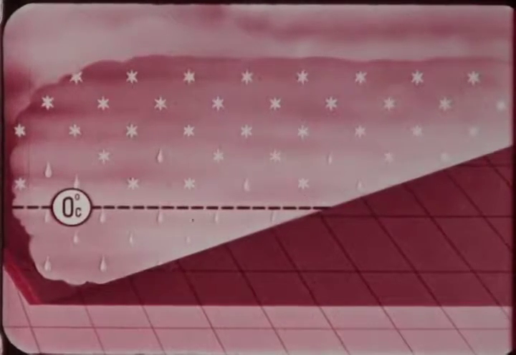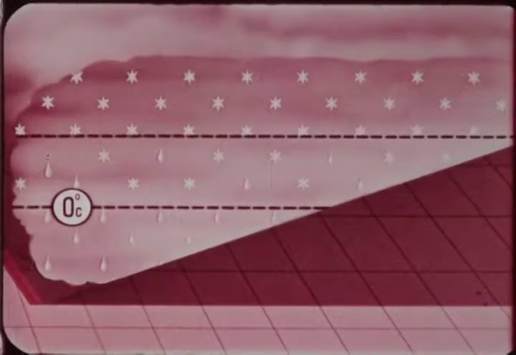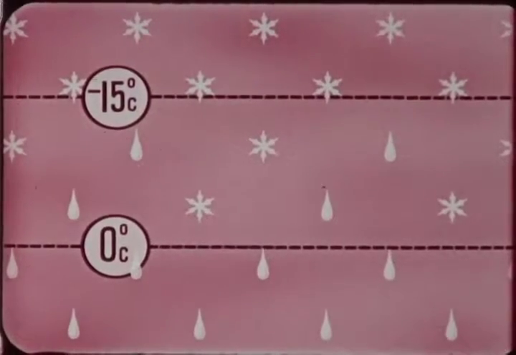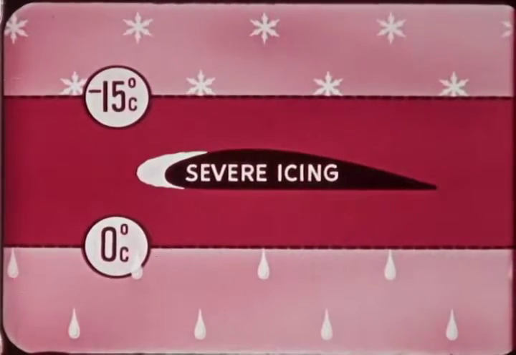At a level where the temperature is about 0 degrees centigrade, the moisture will be in the form of water droplets, which will freeze upon contact with your plane. In the area where the temperatures are between 0 degrees and minus 15 degrees centigrade, the clouds are composed of a mixture of ice particles and supercooled water droplets. Because of the presence of water in liquid form at sub-freezing temperatures, this is the area where you may expect severe icing conditions.